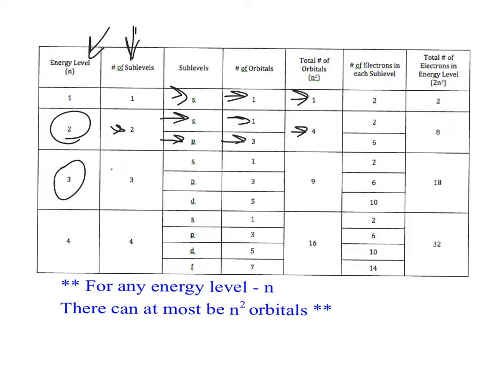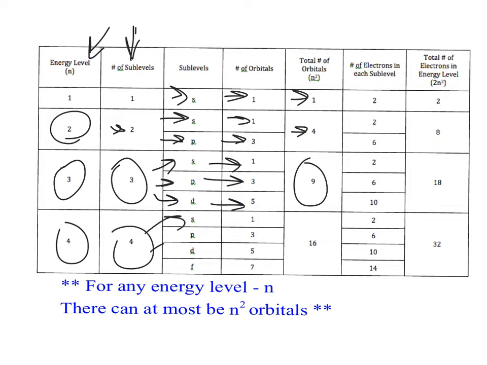Energy level 3 has 3 sublevels: S, P, and then you get to add the D sublevel. S has 1, P has 3, D has 5, for a total of 9. Energy level 4: S, P, D, F, 1, 3, 5, and 7 from the F. 1 plus 3 plus 5 is 9. Excuse me, math is hard. 9 plus 7 is 16. So you got your n squared. We'll deal with these last 2 columns in just a second. But for any energy level, there are at most n squared orbitals.